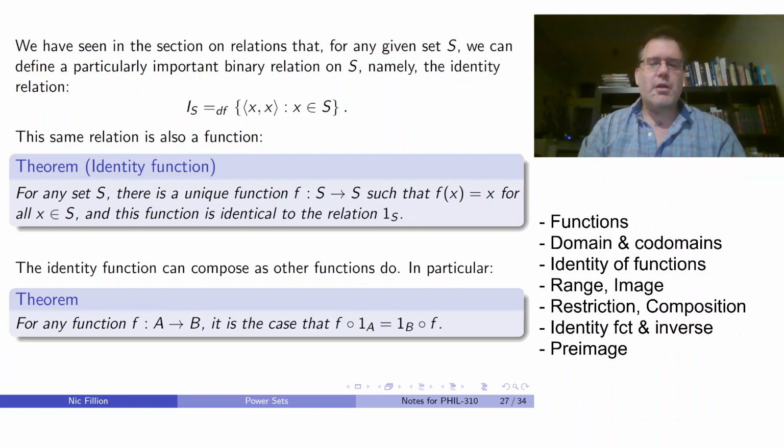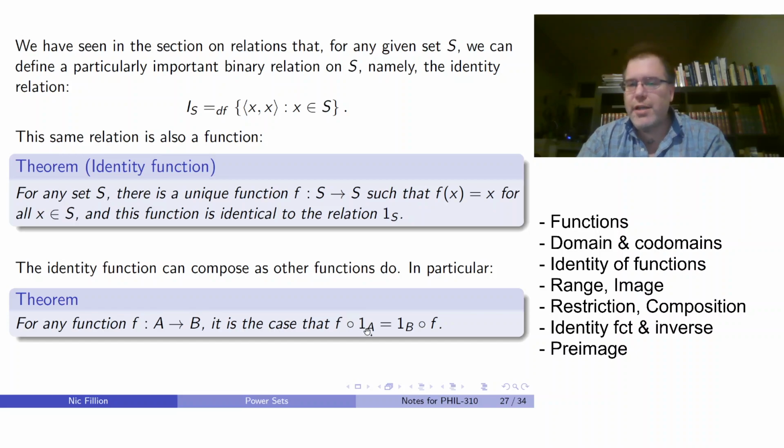Right? So what happens if we compose f with the identity function? Well, you should expect that it does nothing, right? So f equals f after identity on A, which equals identity on B after f.